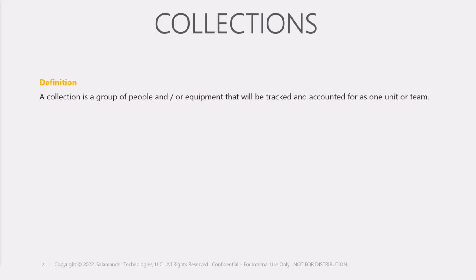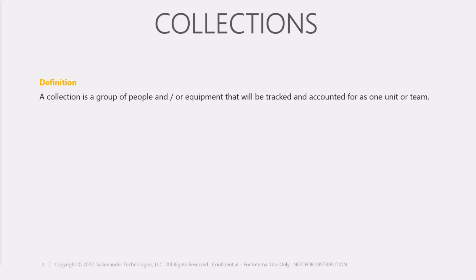First off, I just wanted to talk about what a collection is, because this is a term that we use within Salamander, but I know outside in the different industries they may use a different term. So in terms of Salamander, a collection is a group of resources, either people, equipment, or a combination of both, that will be tracked and accounted for as one unit or team, so as a single resource. So they're being checked in and then tracked throughout the event as that one team or unit.